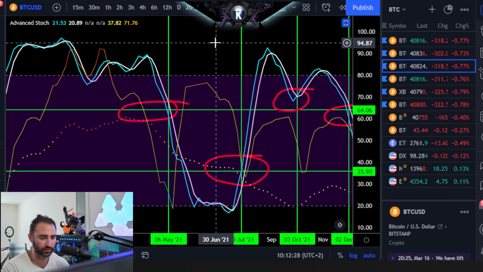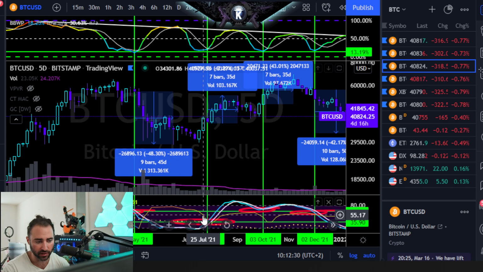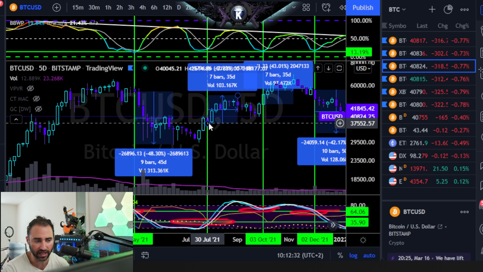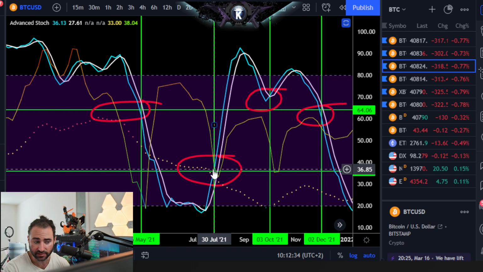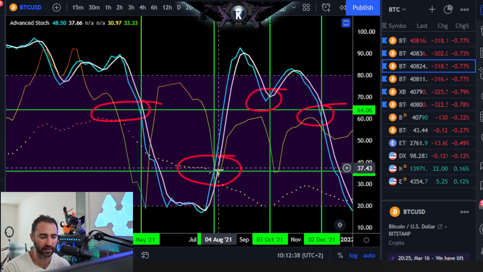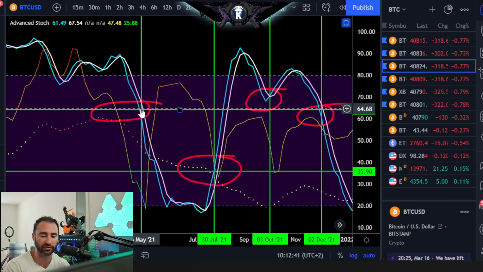Now, I think that we already know where these next ones are coming in from, but obviously this one right here from July, upside momentum and moving out of the bearish control zone in this case, kind of the opposite but equal response to what we saw in May.